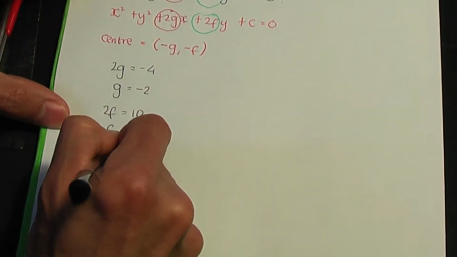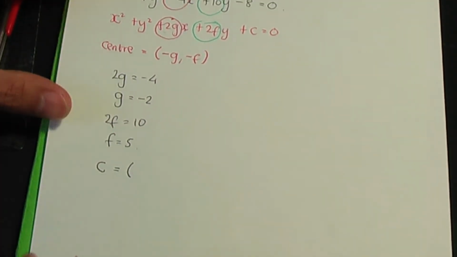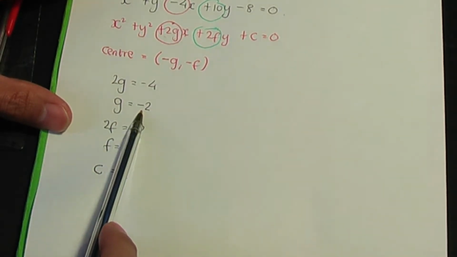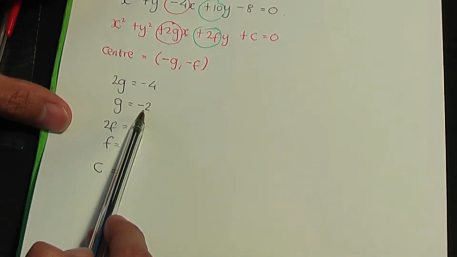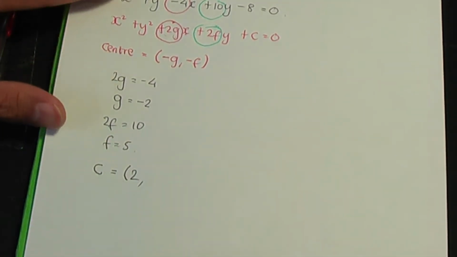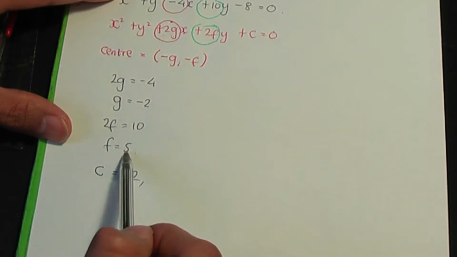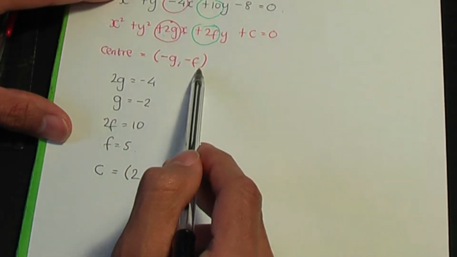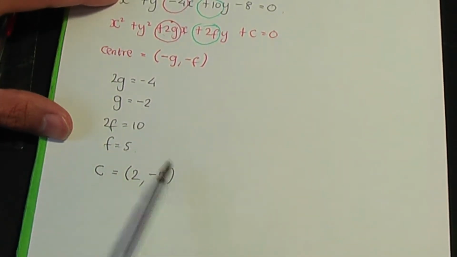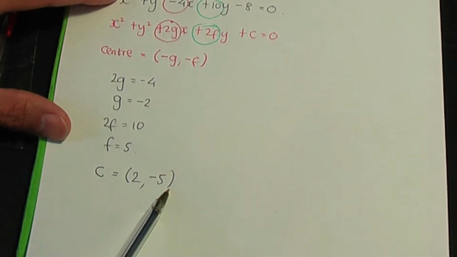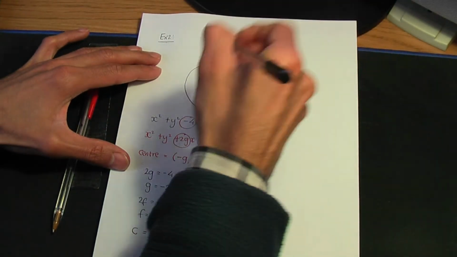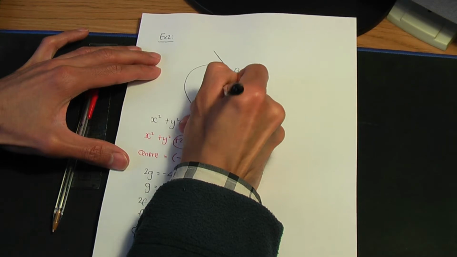So for the circle, or for the centre rather, C, the centre will have coordinates minus g. So g is minus 2. So it's going to be a minus of a minus 2 in this case. Minus of a minus 2 is plus 2. And the value of f is 5, so it's going to be minus of f, so minus of 5 in this case. So this is the coordinate of the centre, the coordinates being 2 and minus 5. So you can mark that on our diagram. On the diagram, coordinates of the centre, 2, minus 5.